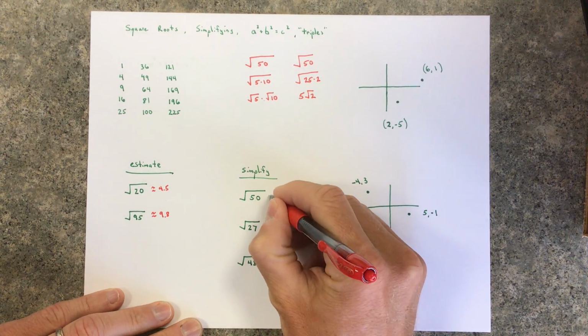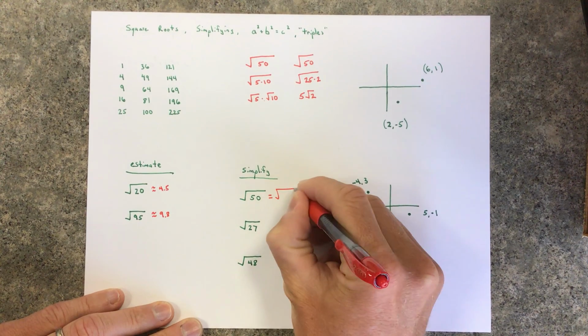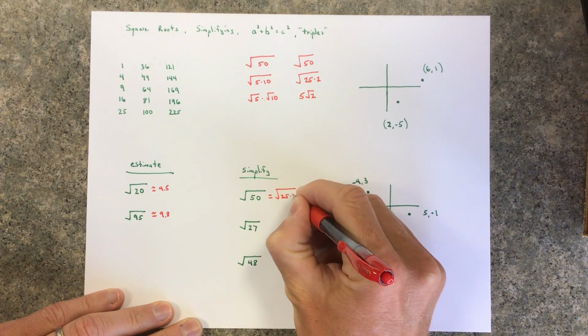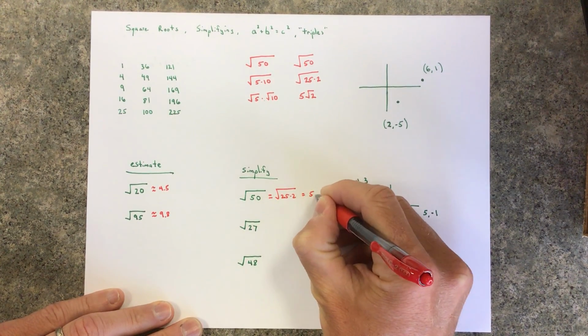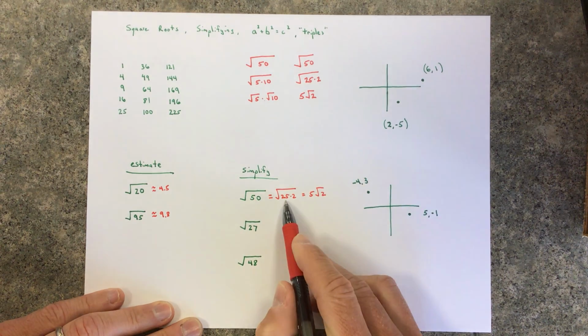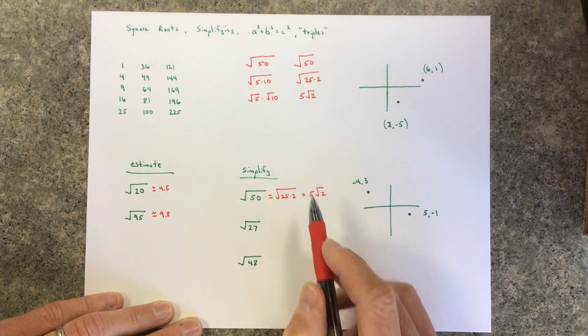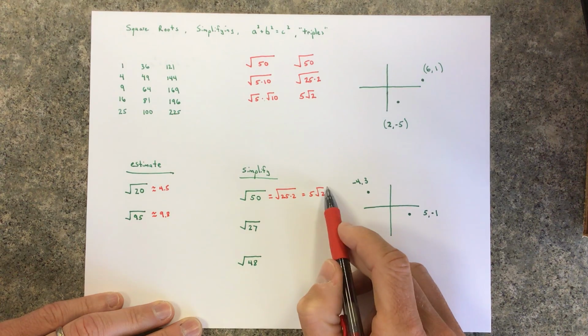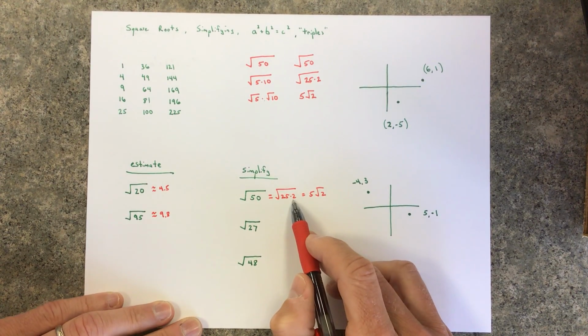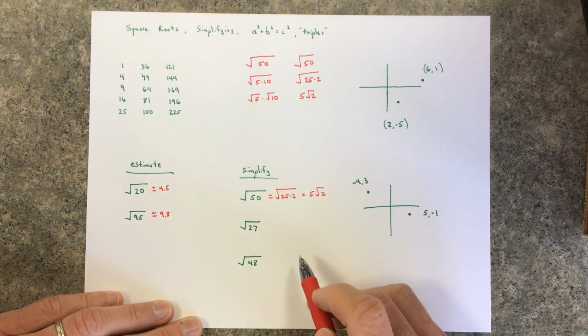So what I'm doing here is I'm taking 50, and I'm saying this, and then I'm saying this. I know the square root of 25 is 5, so 5 came outside of the square root, and the 2, well, it's not a perfect square, so it has to chill out.